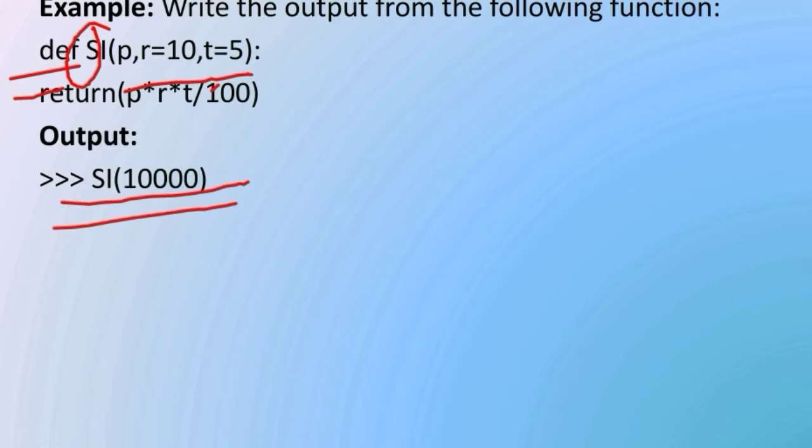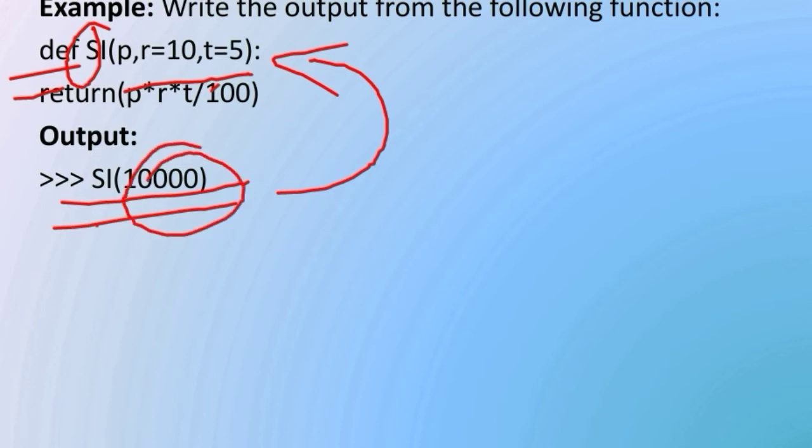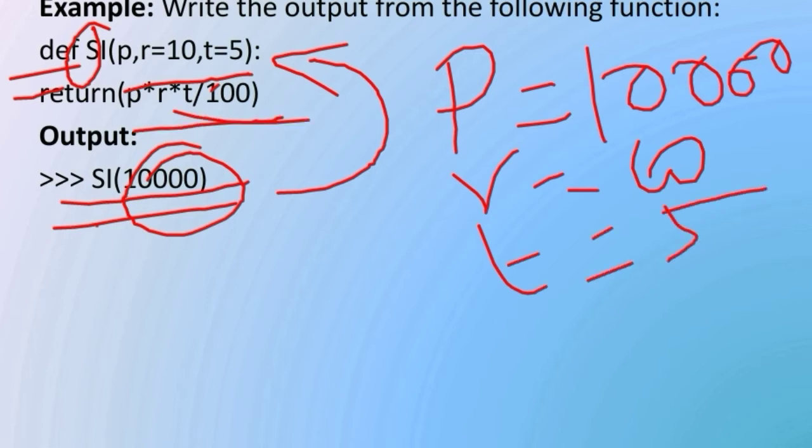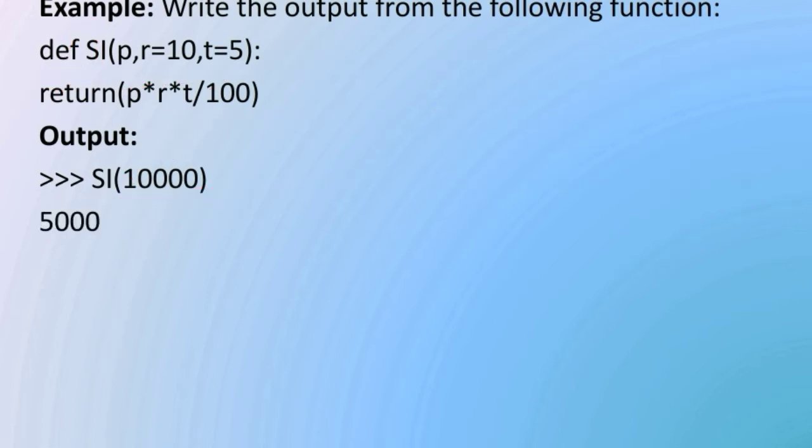Here S1(10000) is a function call statement. By using this statement, the function S1 is invoked by the interpreter. The value 10,000 is assigned to the variable P. So now the value of P is 10,000, R equal to 10 and T equal to 5. After assigning the values, the calculation will be performed, and the output will be 5,000.